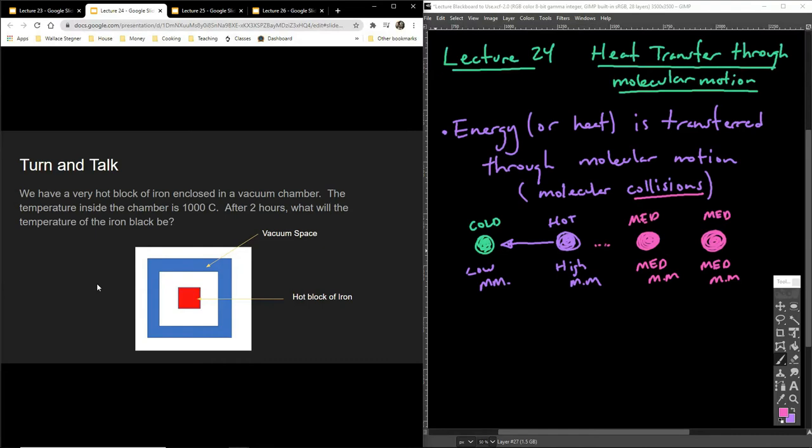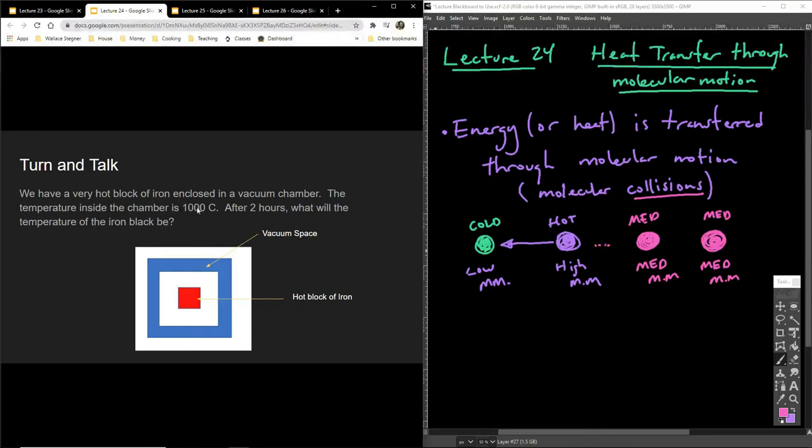Let's think of another example. Let's say we have a very hot block of iron enclosed in a vacuum chamber. This red block is the iron, super hot, and it's enclosed in this box that has a vacuum. There's literally no molecules in this space right here. The temperature inside the chamber is about 1,000 degrees Celsius. After 2 hours, what will the temperature of the iron block be? Sorry, there's a typo there. Block. What will the temperature of the iron block be? You know that there can be no exchange of energy between the interior of the chamber and the outside.